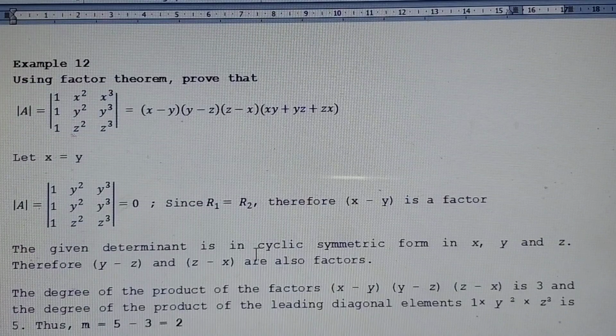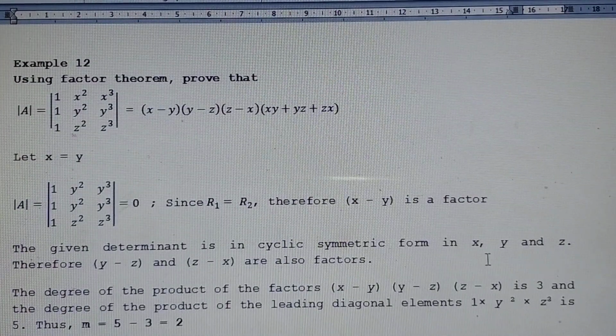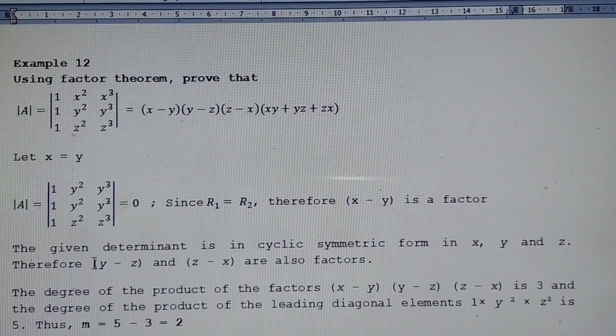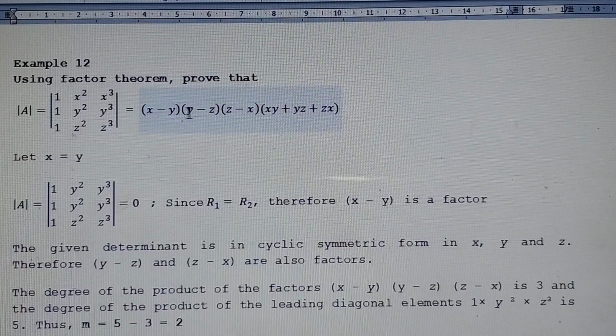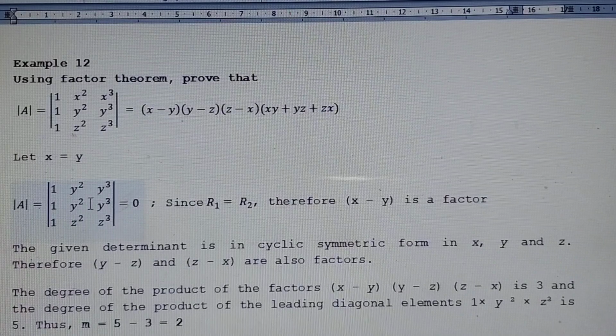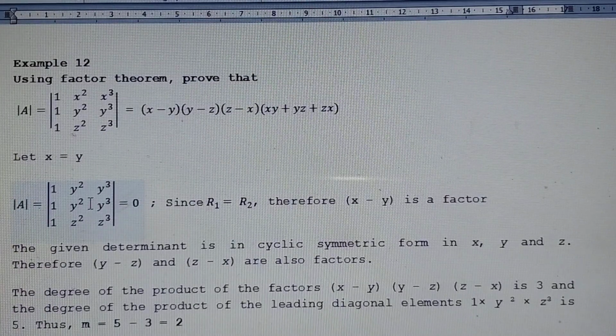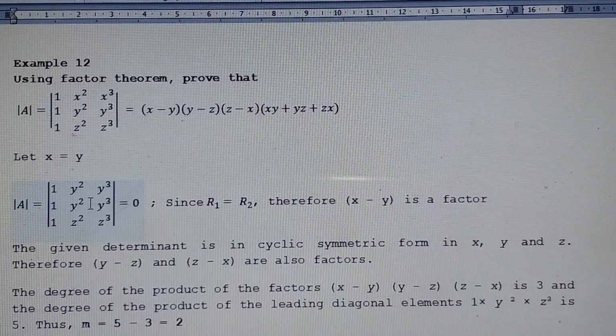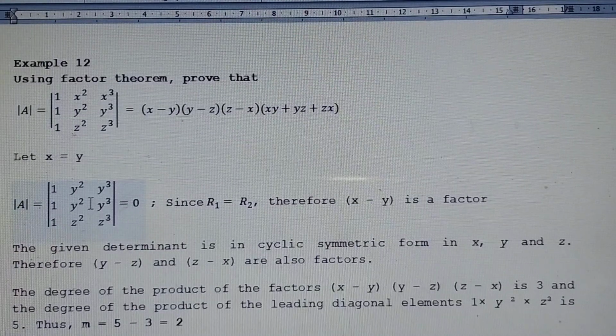So the given determinant is in cyclic symmetric form in x, y, and z. Therefore, kapag tinulad ulit natin yung ginawa natin kanina, let's say y is equal z and z is equal x, magkakaroon ulit ng identical column pareho. So, ibig sabihin, 0 ulit yun. So, yung y minus z and z minus x as factor ng determinant.